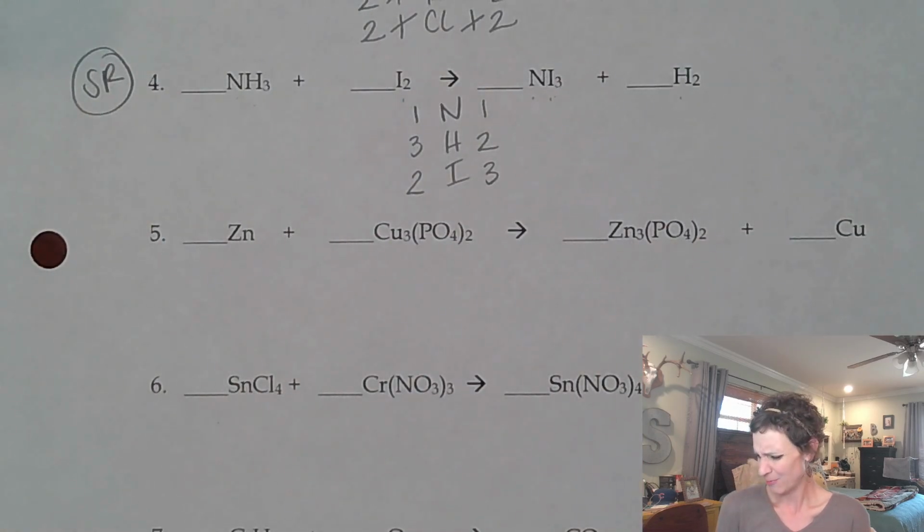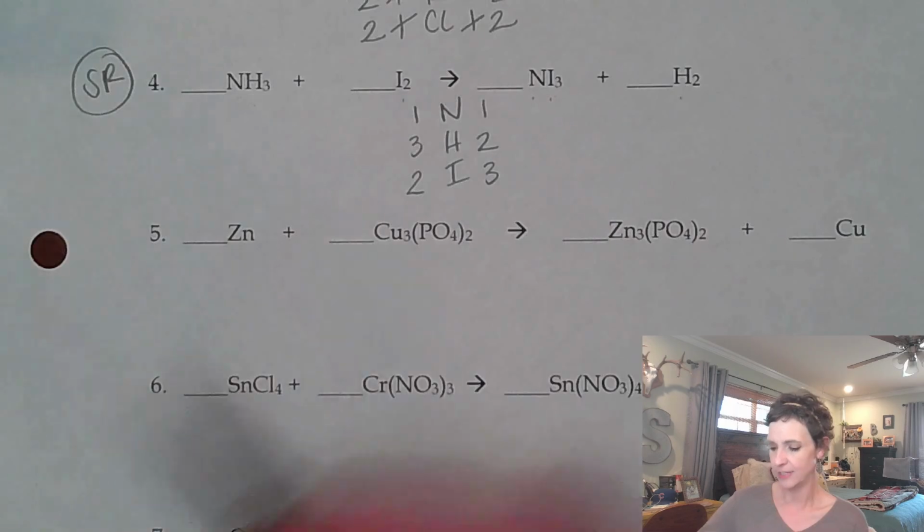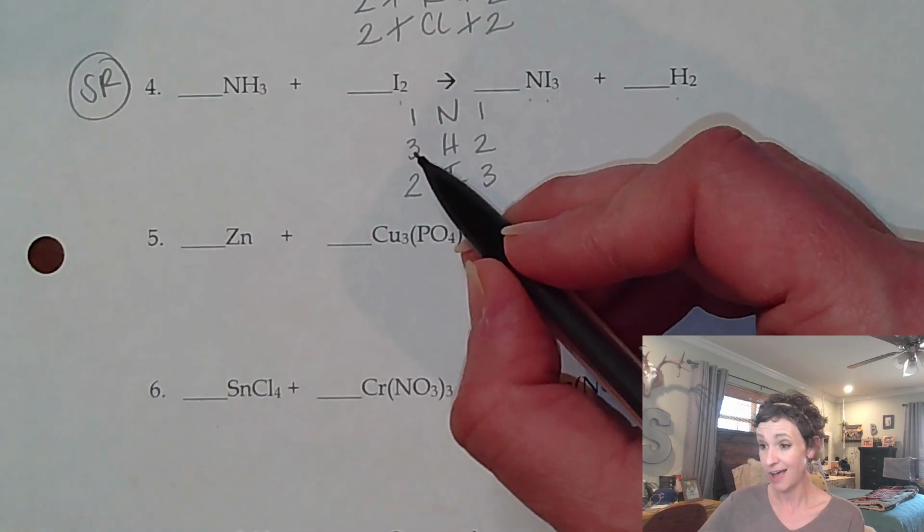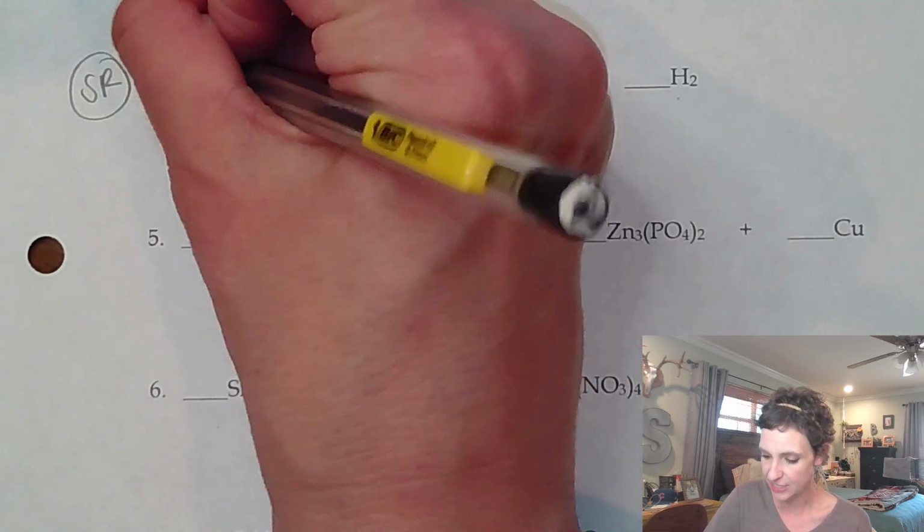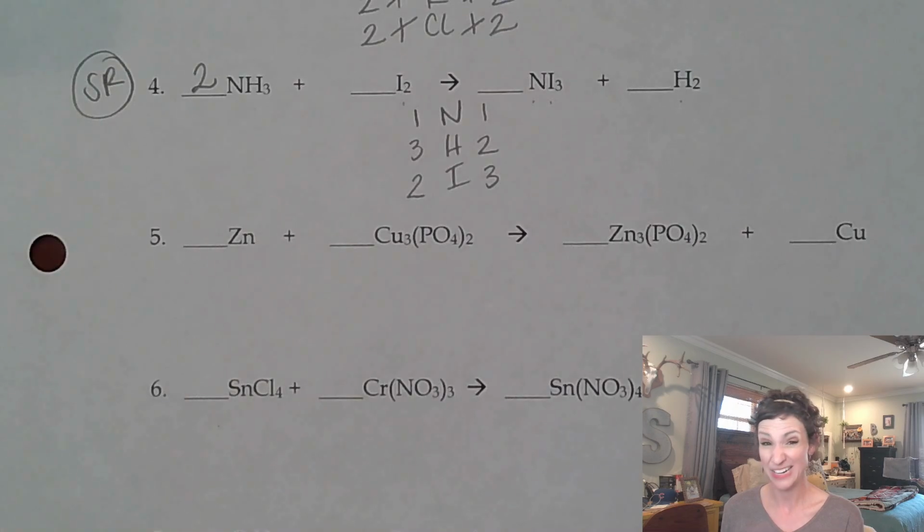Maybe we'll pick one of the hydrogens and one of the iodines and get started with even, odd, double the odd. Let's check out hydrogen first. Hydrogen is odd on the reactant side, so I'm going to double hydrogen on the reactant side by putting a 2 in front of NH3, in front of ammonia.